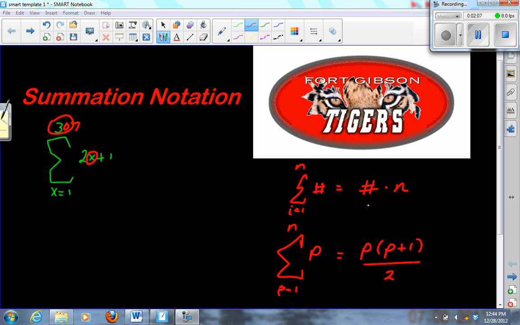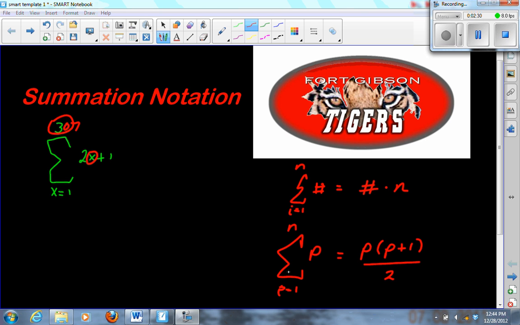Okay, so here are two very basic formulas right here. The sum of some number, like if this was just a 2 here, every single item would be a 2 and a 2 and a 2 and a 2 and a 2, and so you'd just be adding up a whole bunch of the same thing, which is multiplication. So you would just do whatever number that is times however many you have. So that's the formula for that.